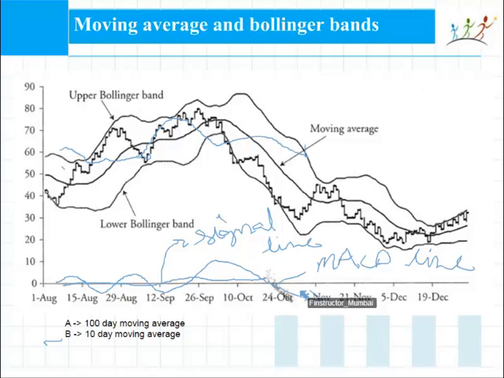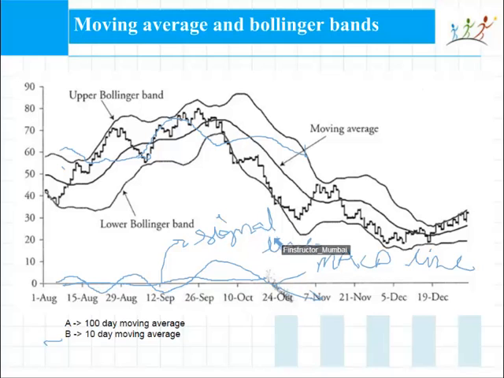Now wherever the MACD line cuts the signal line from above, the trend is expected to be a downtrend. Then after that you use them in the same way as the moving average lines. So wherever the MACD line cuts the signal line from below, you can expect an uptrend. Whenever the MACD line cuts the signal line from above, you can expect a downtrend.